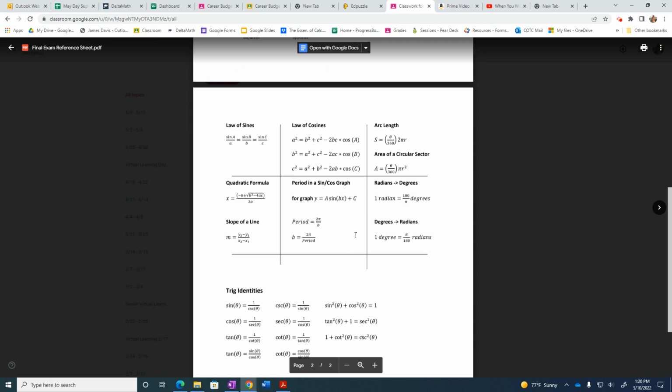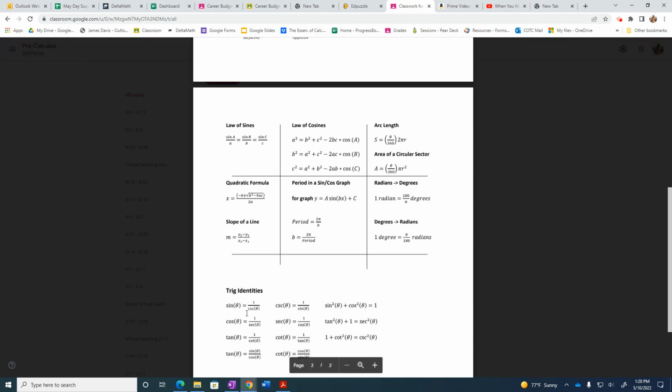This box here talks about sine and cosine graphs. We did a few like Desmos and Delta Math on these. This is their general formula: y equals a sine bx plus c. You could technically have a number inside of here too, but we didn't do a lot of those. Those are called phase shifts.